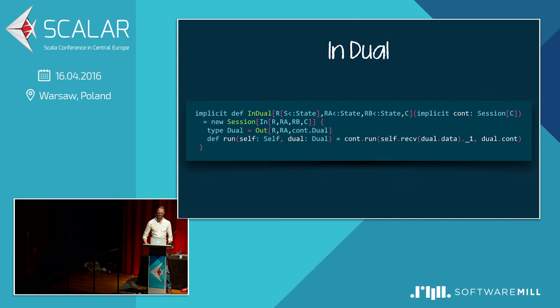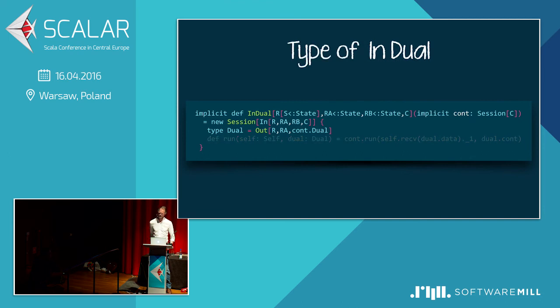This one is more involved. So it's in dual, and of course the dual for in would be out. It got all of those states. It got implicit continuation, which the compiler needs to resolve. And this def has a polymorphic dependent type. What does it mean? It means that this continuation, we depend on it as a part of the continuation. So basically, all of this is a type of the continuation.